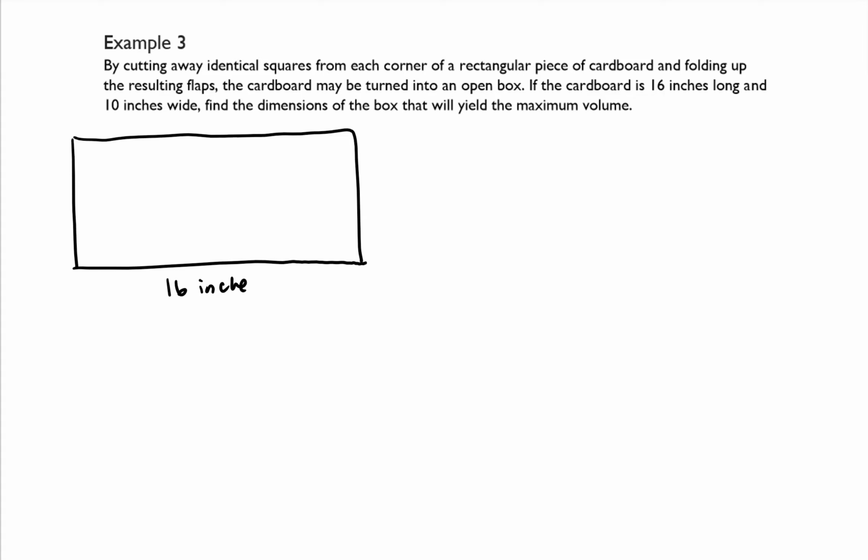is going to be 16 inches long, and this is going to be 10 inches long. And we are wanting to cut away identical squares out of each of the corners. I think my drawing's not the best, but pretend those squares are all the same size. Then if we cut out those squares, we have a shape that's left over like this.